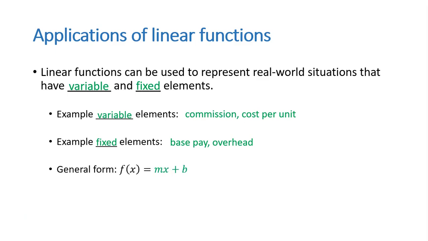So the general form of any linear function that represents a situation involving these kind of components is f of x equals mx plus b, slope-intercept form like we've seen before. So m is the variable part. It changes over time. So m times x is going to increase as x increases. The amount for the variable part is going to be the same, but as you increase x, you end up incurring more as m is multiplied by x. And then b is the fixed part. b is not going to change. Regardless of what x is, b is a constant amount and it's fixed.